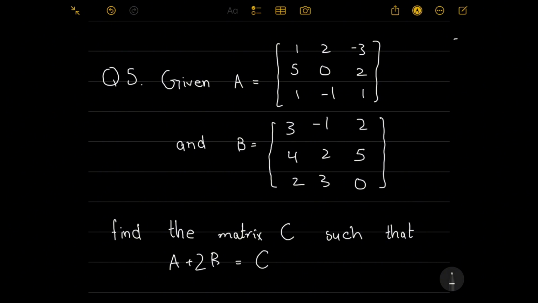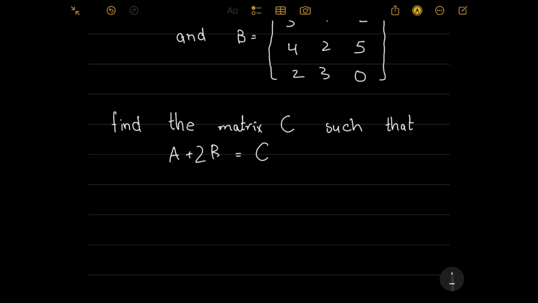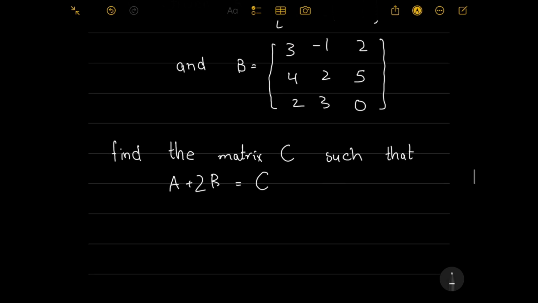Given matrix A and matrix B, find C such that A plus 2B equals C. So we're given an equation kind of thing, and we are gonna find the value of C, which means matrix C. Here we don't need to rearrange because C is already on the other side. So first we'd find 2B, so multiply 2 with matrix B, this would be better.